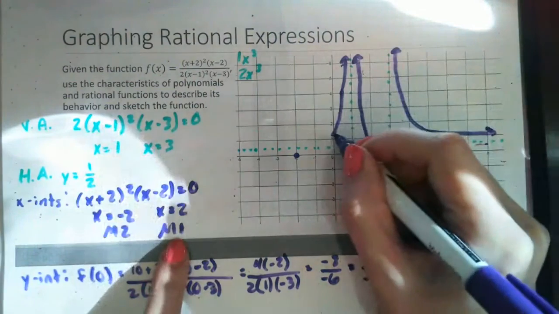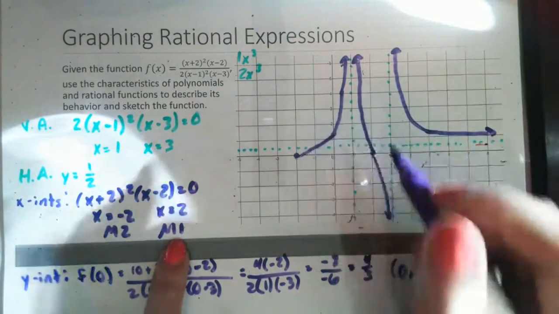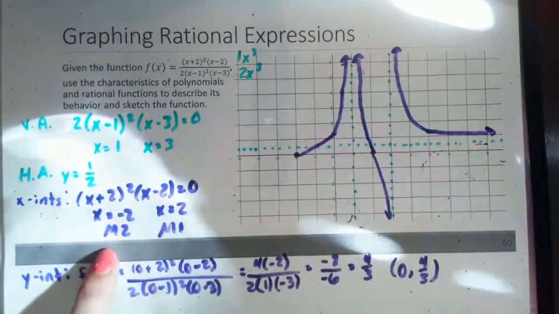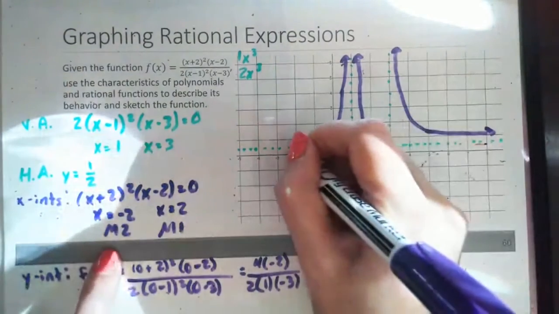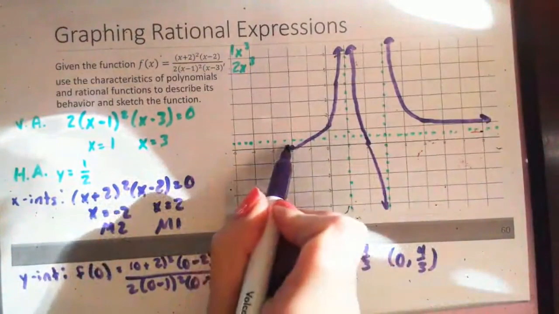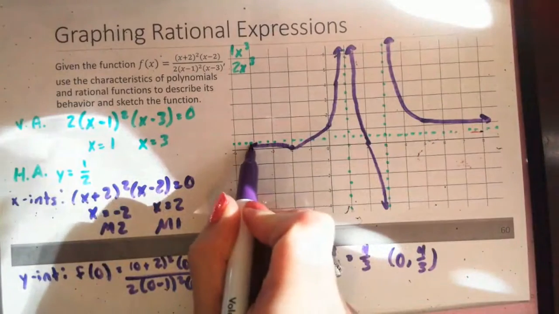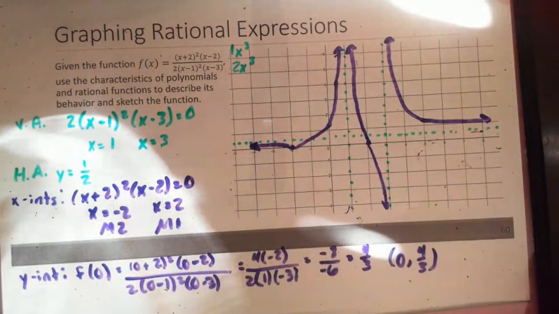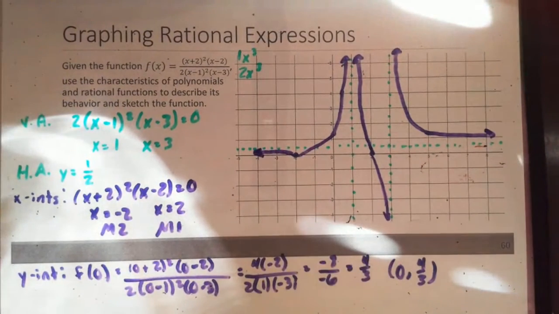If we hit the points that we know we have, take a look at the multiplicity of negative 2. That was a multiplicity of 2, so we bounce back. And then we know we level off towards that y equals 1/2. Now I know there's a lot going on here. You have a graphing calculator. Use it to your advantage.